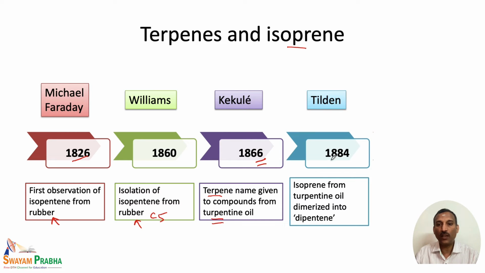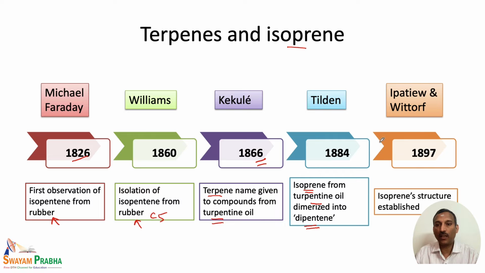And in 1884, Tilden first isolated isoprene from the turpentine oil, and this isoprene dimerized into dipentene. So that also he had found. He dimerized this by two different methods. One is by acid treatment, he dimerized the isoprene into dipentene. He also used heat to convert the isoprene into dipentene. So either acid treatment or heat produced the dipentene from isoprene. So this is the next major development in the field of terpenes.